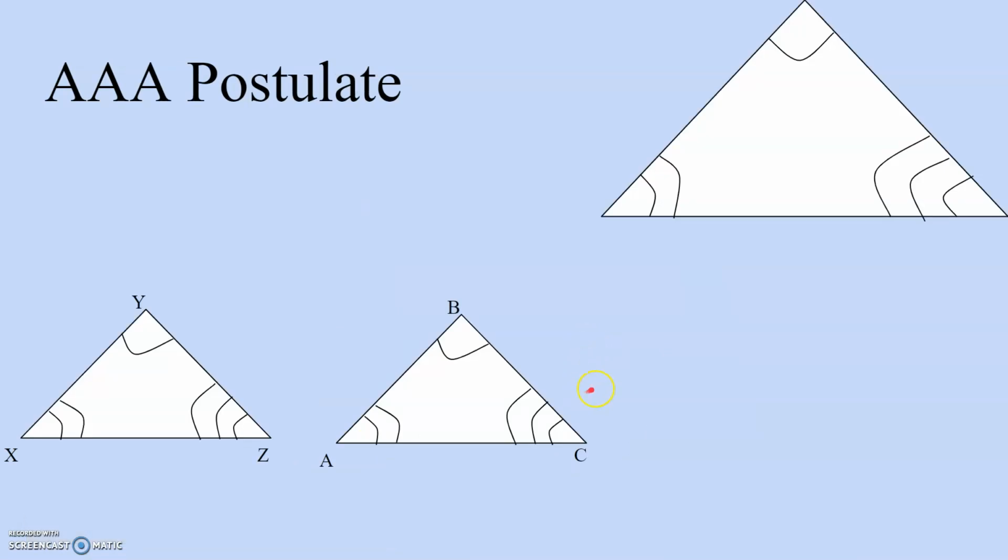The last postulate is the AAA postulate. This postulate is also known as the angle-angle-angle postulate. This postulate states that if all angles in one triangle are congruent to all the angles in another triangle, then the two triangles are not congruent, but are similar.